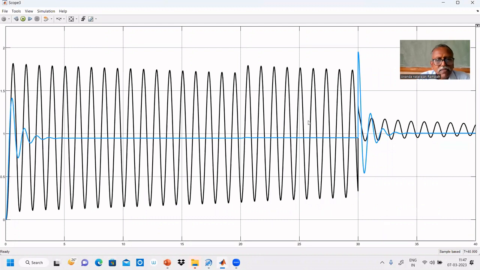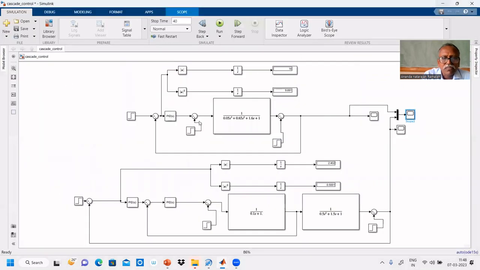So for 19.8 with the P only controller, the conventional controller exhibits sustained oscillation, whereas cascade control, but both have steady state error, that is different. But cascade control gives better dynamics, even for the same ultimate gain, that you can notice. Here also it exhibits sustained oscillation, but cascade control rejects the disturbance, that you can notice from this.